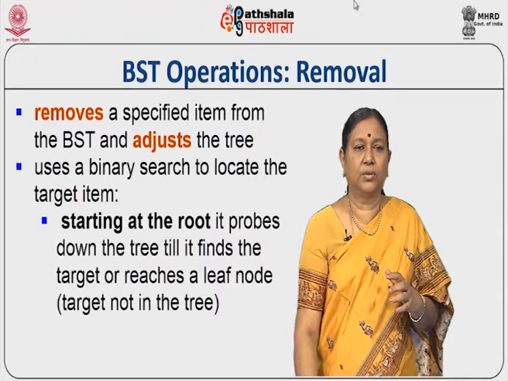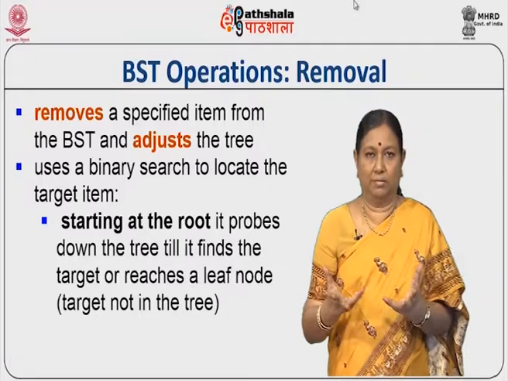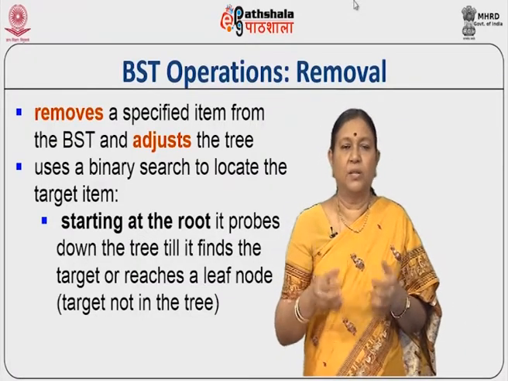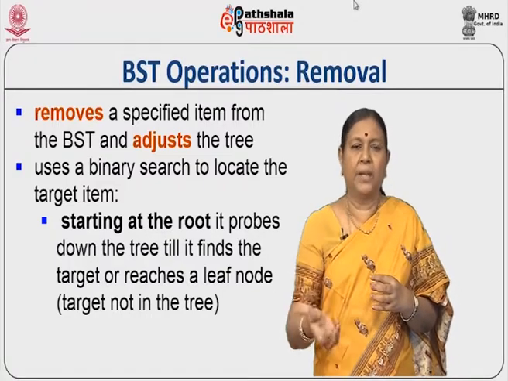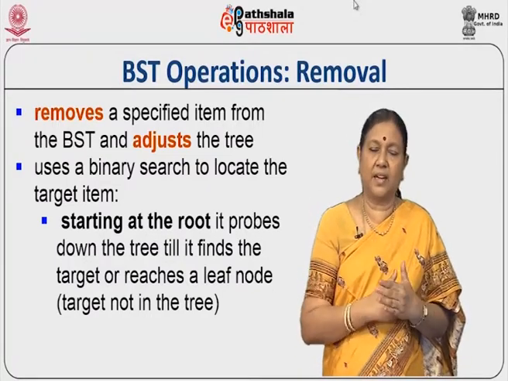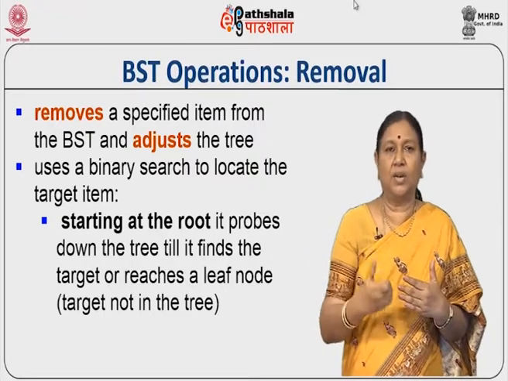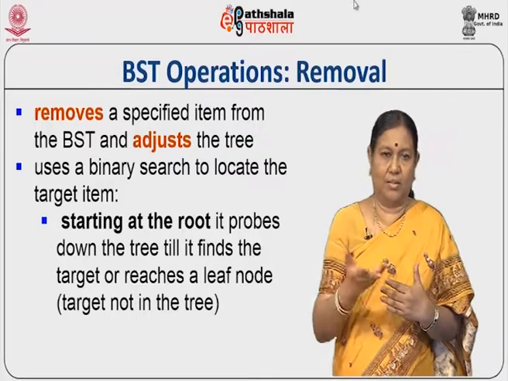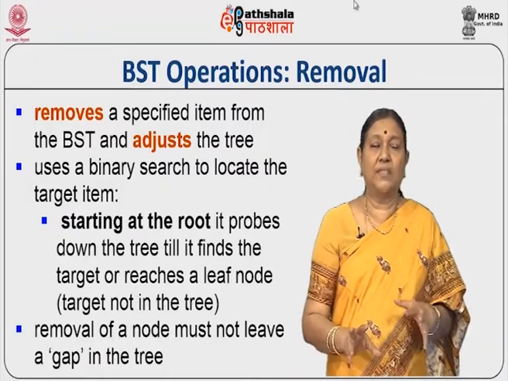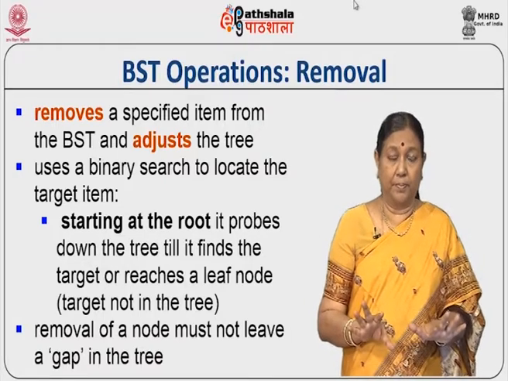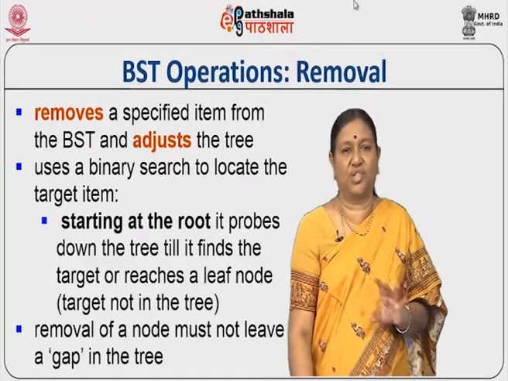As in insertion, we have to first find the node. If you want to delete it, you have to find it. So, it uses a binary search to locate the target item. It starts at the root node and probes down the tree till it finds the target or reaches a dead end. If it reaches a dead end, that means the node that you want to delete is not in the tree, you cannot do the deletion. The removal must not leave a gap in the tree, that is our point. So, we have to adjust the tree accordingly, so that it still retains the binary search tree property.